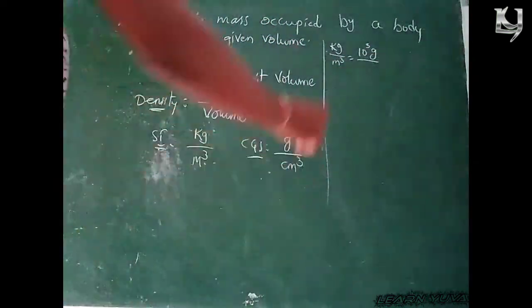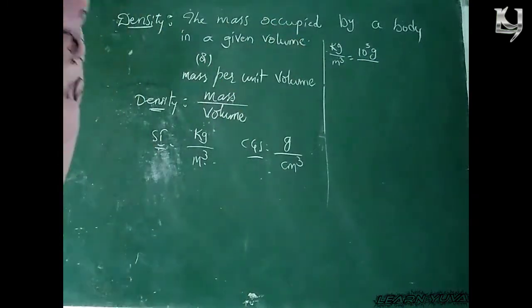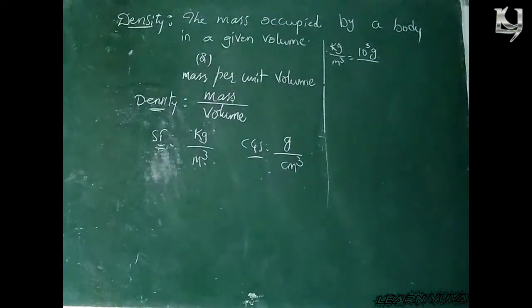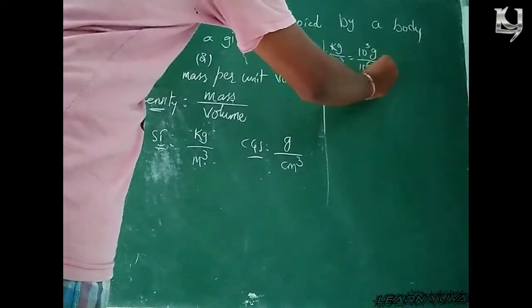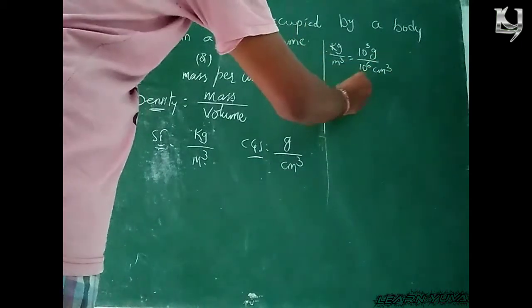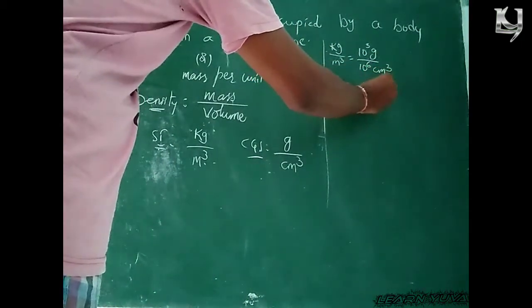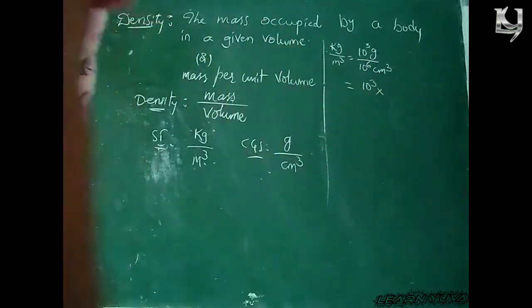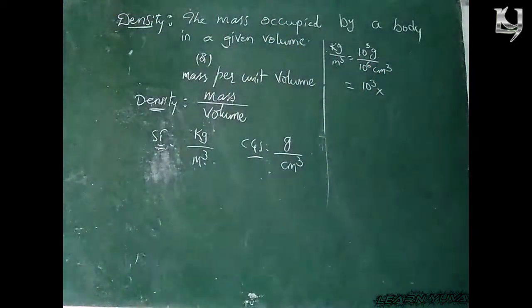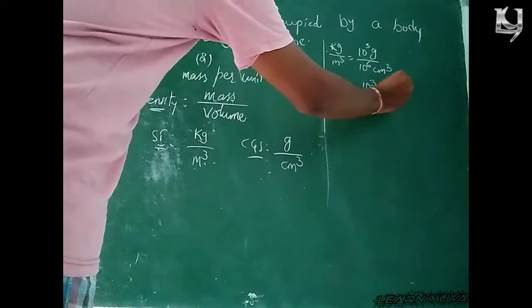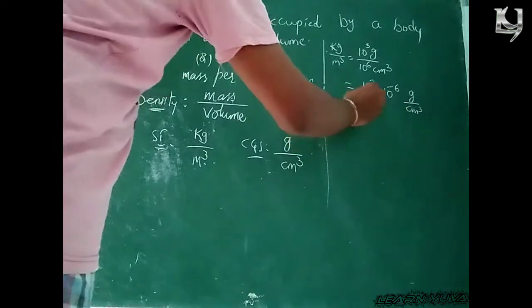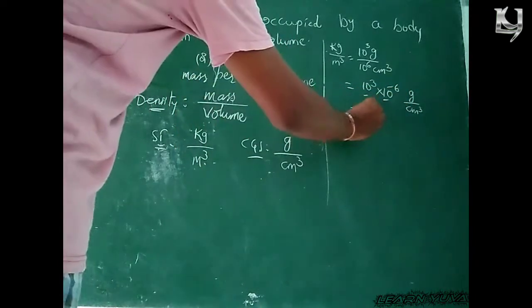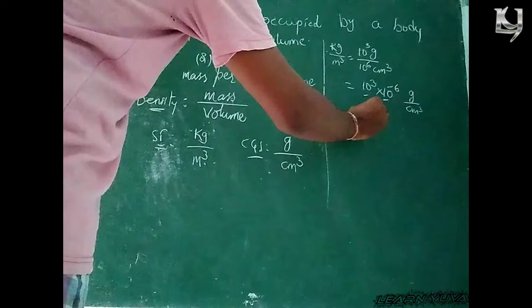Convert into centimeter cube. Meter into meter into meter. So 1 meter is equal to 10 power 2 centimeter. So that repeats 3 times. So 2 plus 2 plus 2, 10 power 6 centimeter cube. That is equal to 10 power 3 into 10 power minus 6. If it goes to the numerator, it becomes 10 power minus 6. So 10 power minus 6, write the unit, gram by centimeter cube.